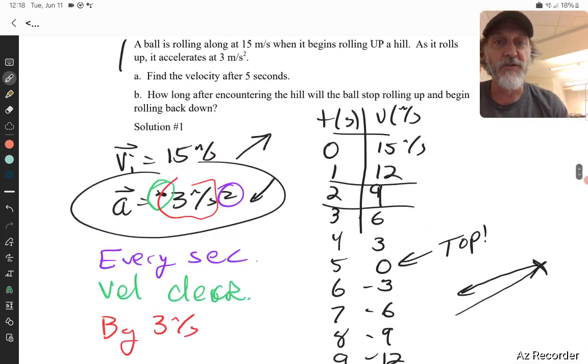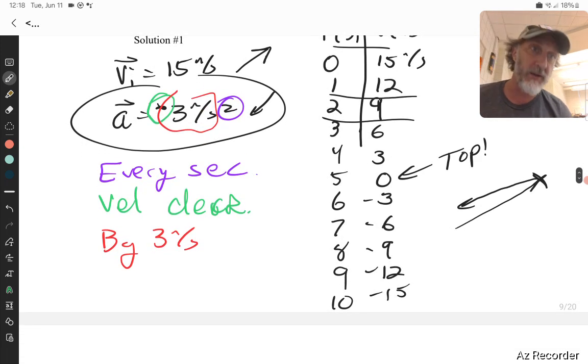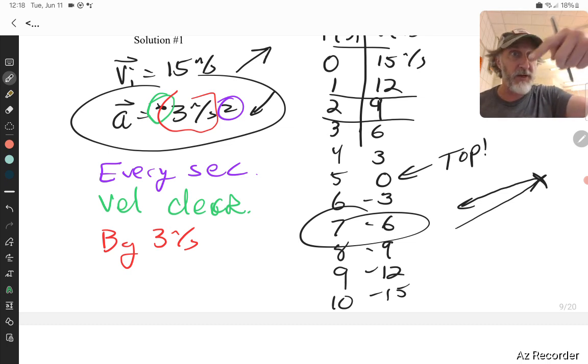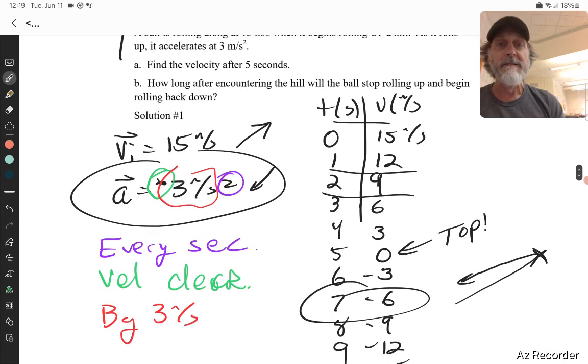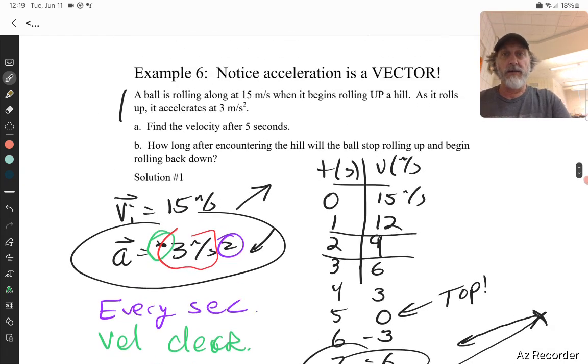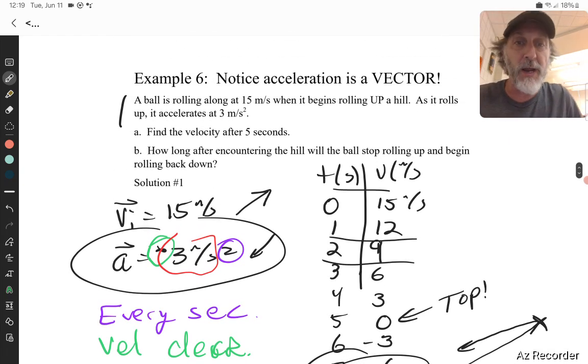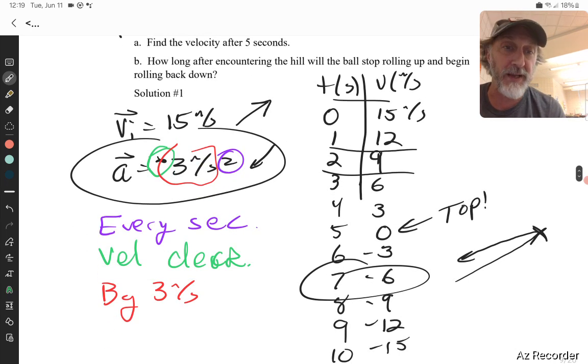All right, so what's the velocity after 5 seconds? 0. That's where it stopped moving up the hill. Okay, what's the velocity after 7 seconds? Negative 6 meters a second, or better yet, 6 meters a second downhill, so that we understand what the negative means, right? All right, let's see. Question B, how long after encountering the hill will the ball stop rolling up and begin rolling back down? Again, that's 5 seconds, right? Because that's when it gets to the top of the path. Okay? All right, so that's the deal there.